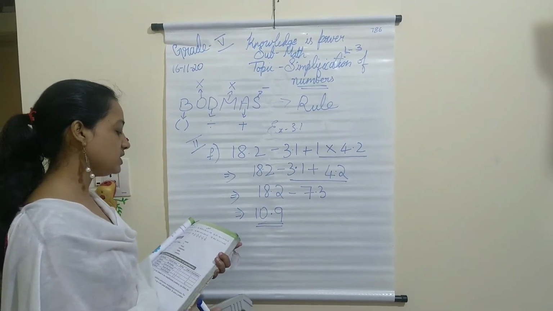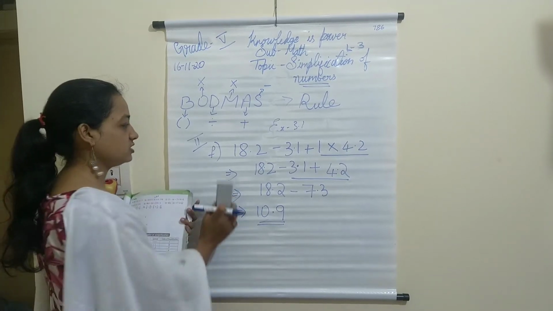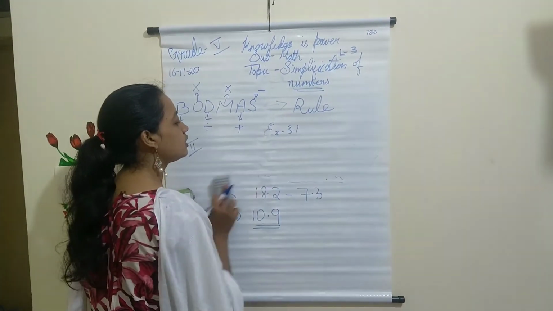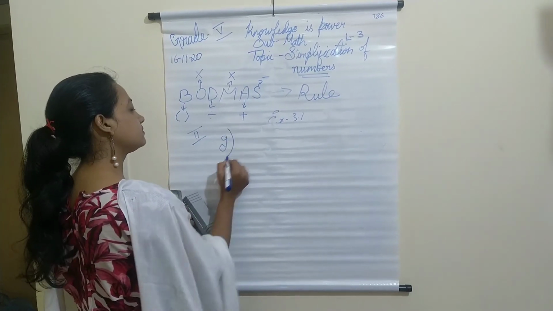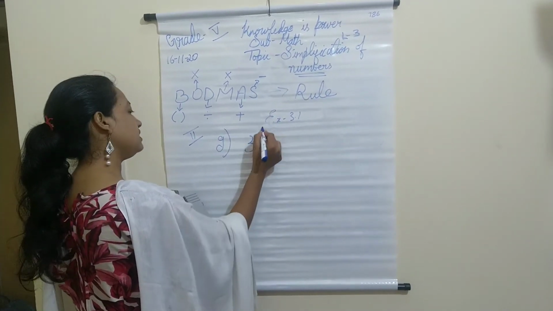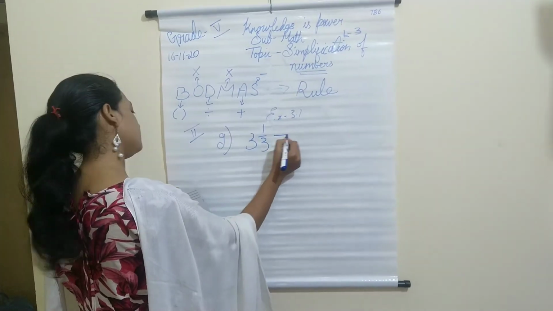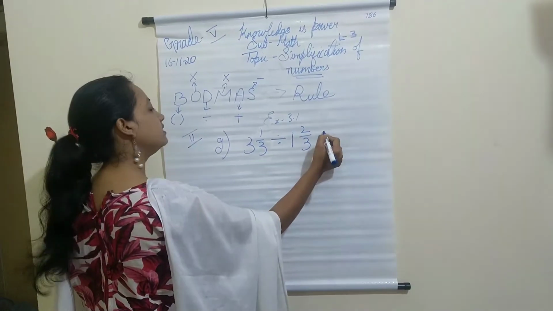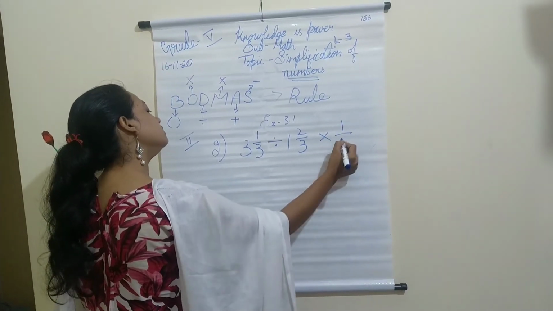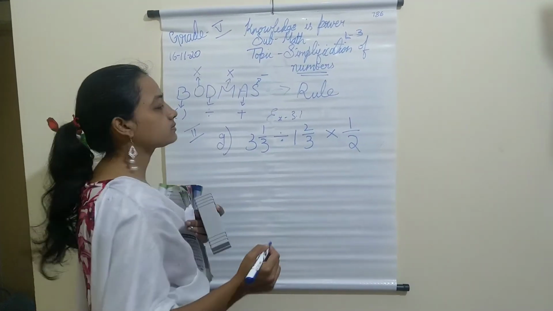Now let's go for G sum. We have a fraction there. So how to solve it for a fraction? G: 3 1 by 3 divided by 1, 2 by 3 multiplied with 1 by 2.